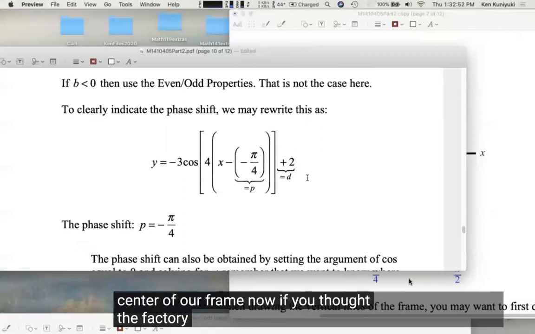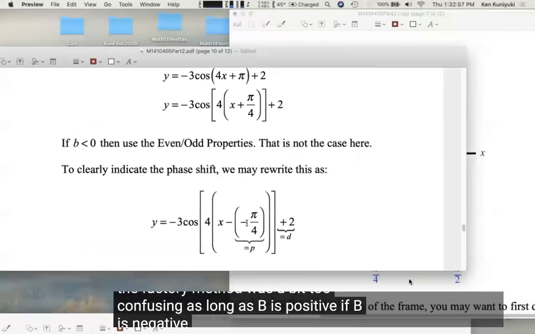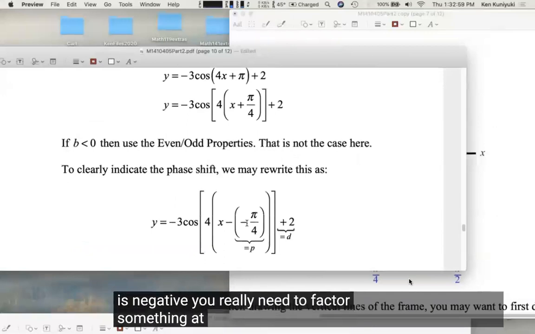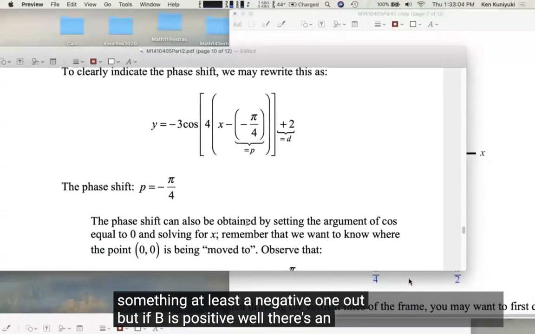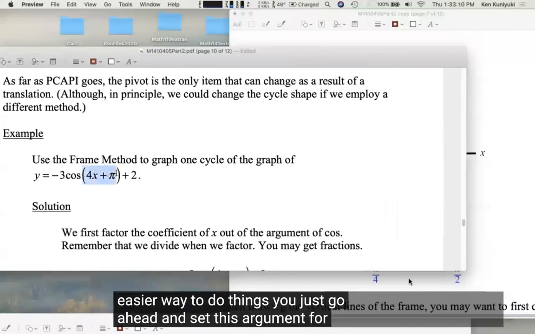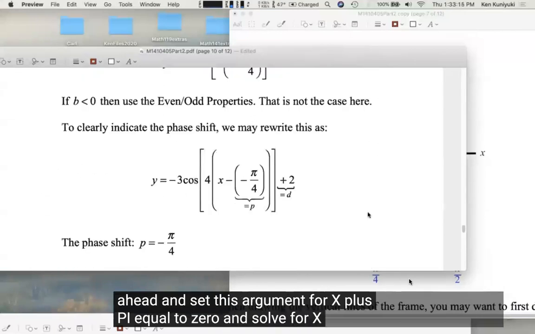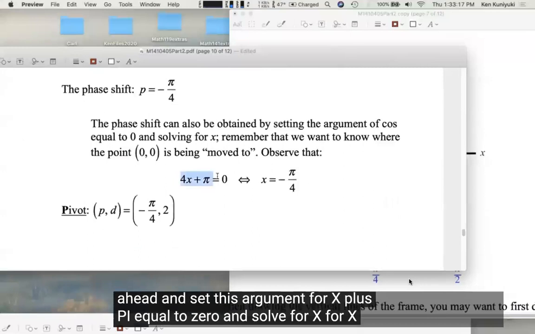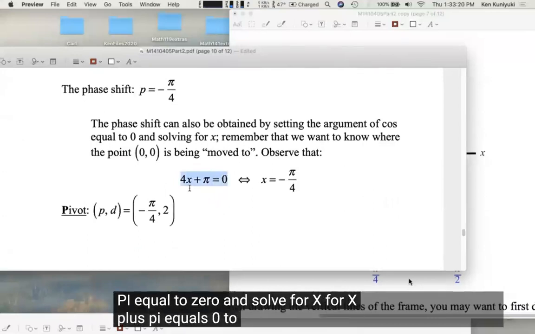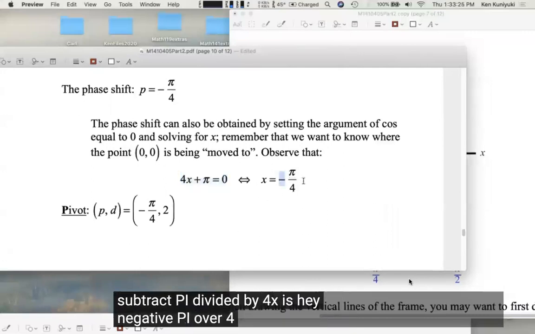Now, if you thought the factoring method was a bit too confusing, as long as B is positive, there's an easier way. If B is negative, you really need to factor something, at least a -1 out. But if B is positive, you just go ahead and set this argument, 4x plus pi, equal to 0, and solve for x. 4x plus pi equals 0. To solve for x, you subtract pi, divide by 4. X is, hey, negative pi over 4. That's the same phase shift that we got before.